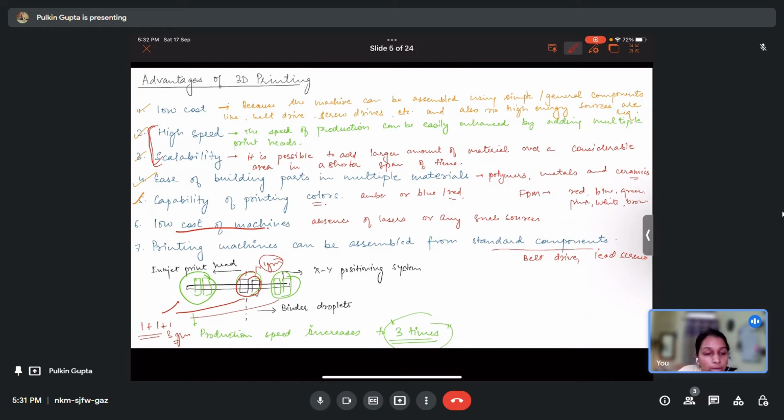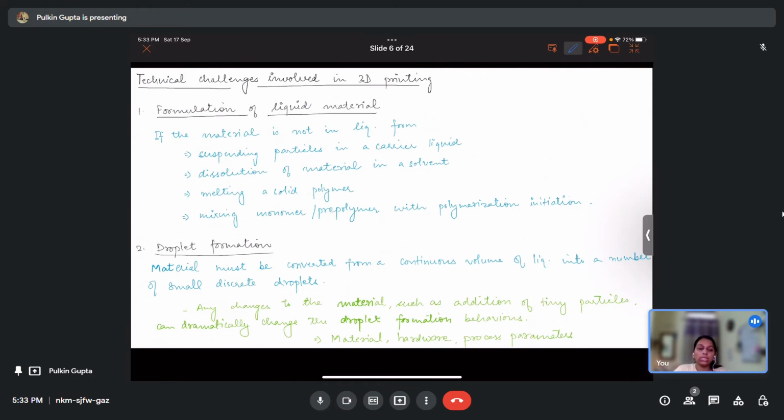Okay, so relatively simpler parts are required for assembling, and these standard components can be used. Now the part accuracy is also improving as advancements are being made, but still it cannot compete with the accuracies that are given by SL, stereolithography, or fused deposition modeling. So particularly for larger parts, part accuracy is not as good as that offered by SL stereolithography or FDM. However, accuracies are being improved as research is going on.